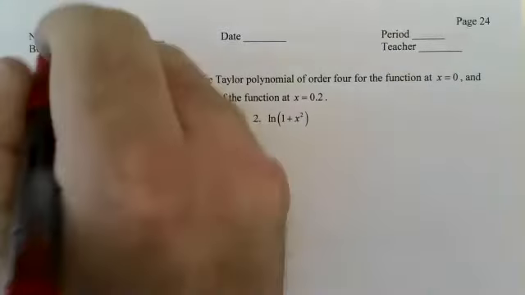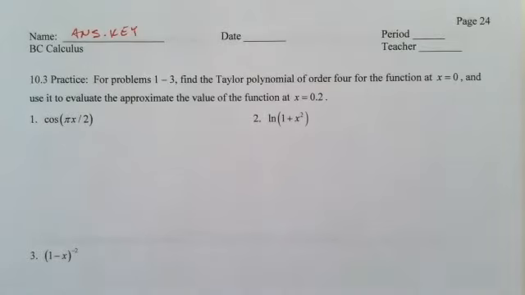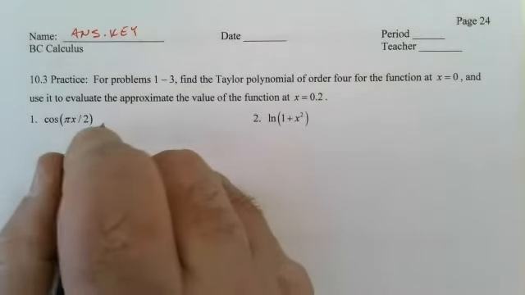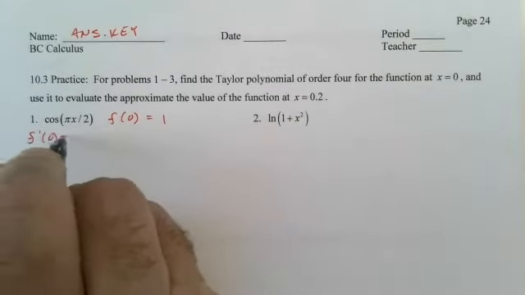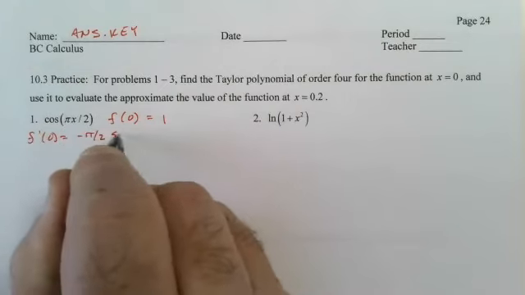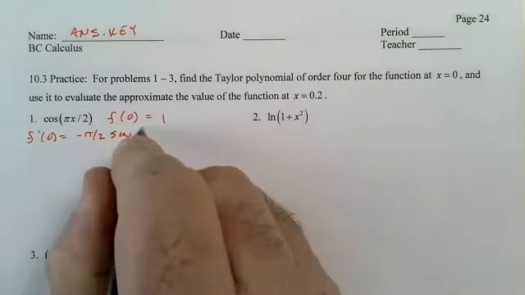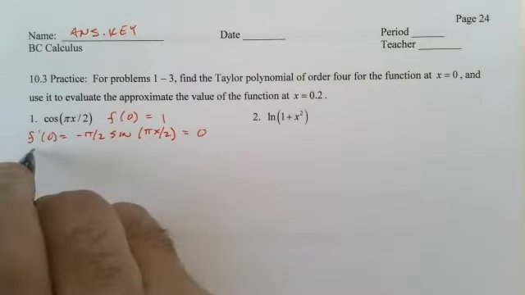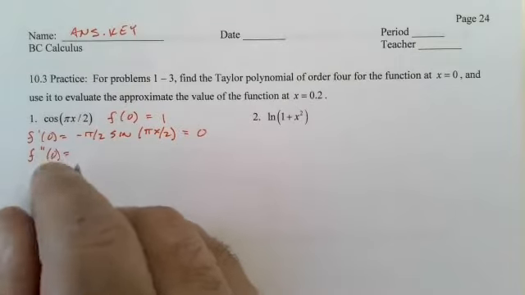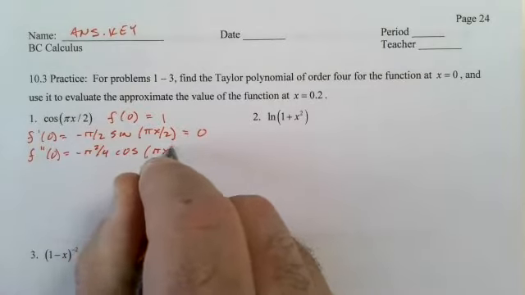10.3 practice, so we're gonna work out some problems. Use problems 1 through 3, find the Taylor polynomial of order 4 of the function at x equals 0, and use it to evaluate. Plug in 0, we get 1. Do the first derivative and plug in 0, we get negative pi over 2 sine of pi x over 2, and when we plug in 0, we get sine of 0, of course. F double prime of 0 equals negative pi squared over 4 cosine pi x over 2.